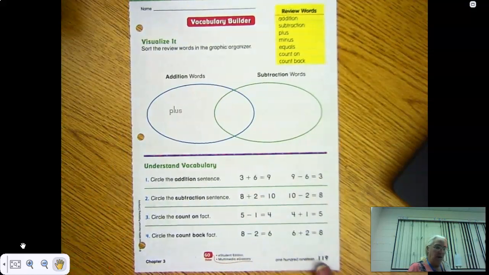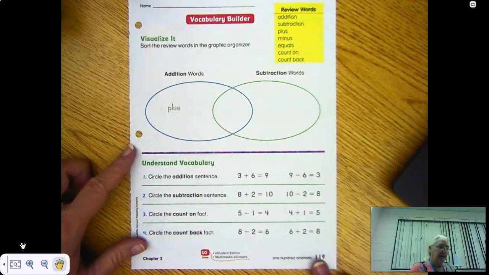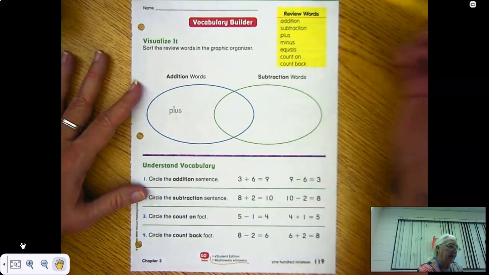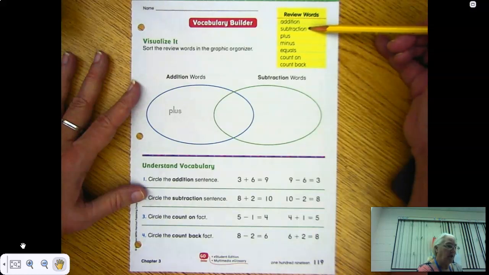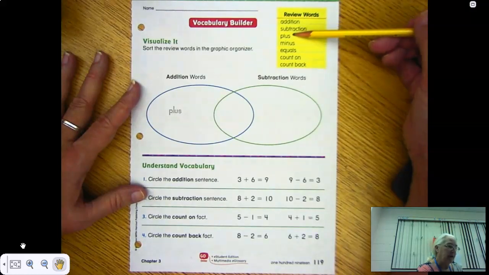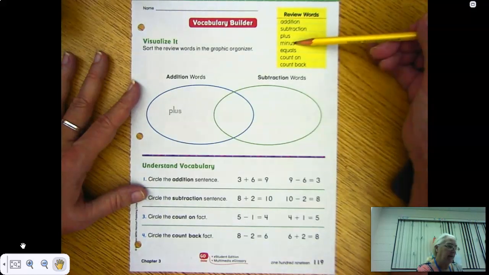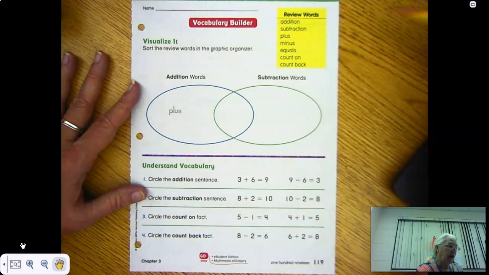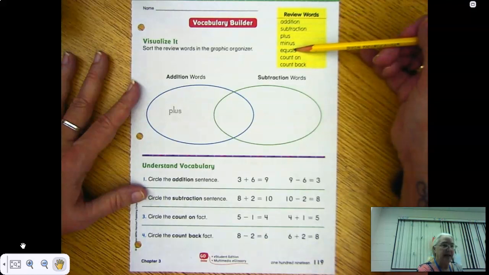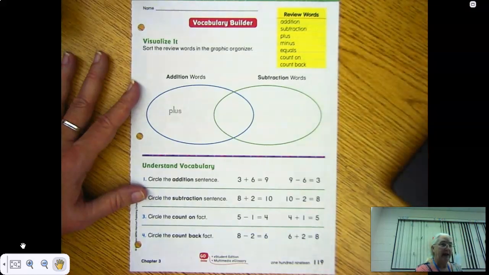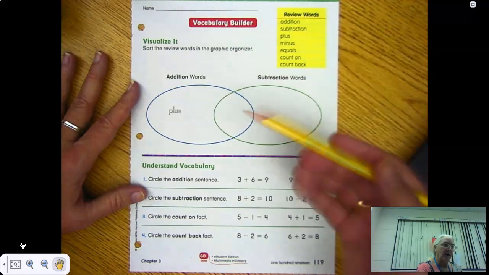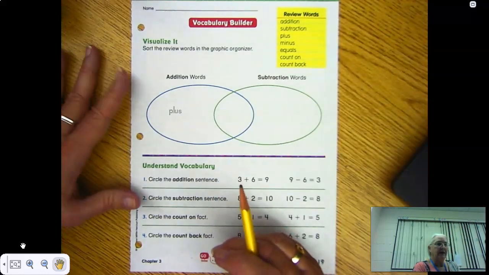Now we're on page 119. This is that math vocabulary. Addition, it's when we put things together. Subtraction, when we take things apart, or we take things from a group. Plus is another word for addition. Minus is another word for subtraction. Equals means the same on both sides. Count on is something you do when you're adding, and count back is what you do when you're subtracting.